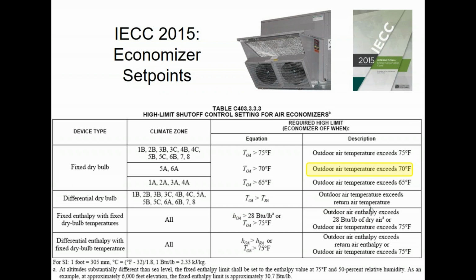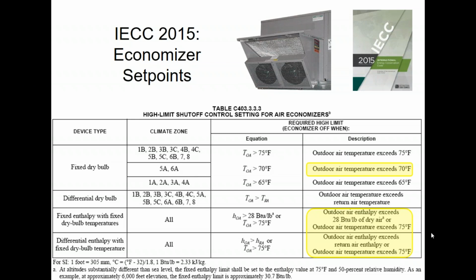If you have an enthalpy-controlled economizer, then you need to set it for 75 instead of 70. And you get to look at the enthalpy, which is 28 BTUs per pound. That will be your top end limit. So if it's 27 BTUs per pound outside, it's an economizer day. If it's 28 or greater, it is not an economizer day.